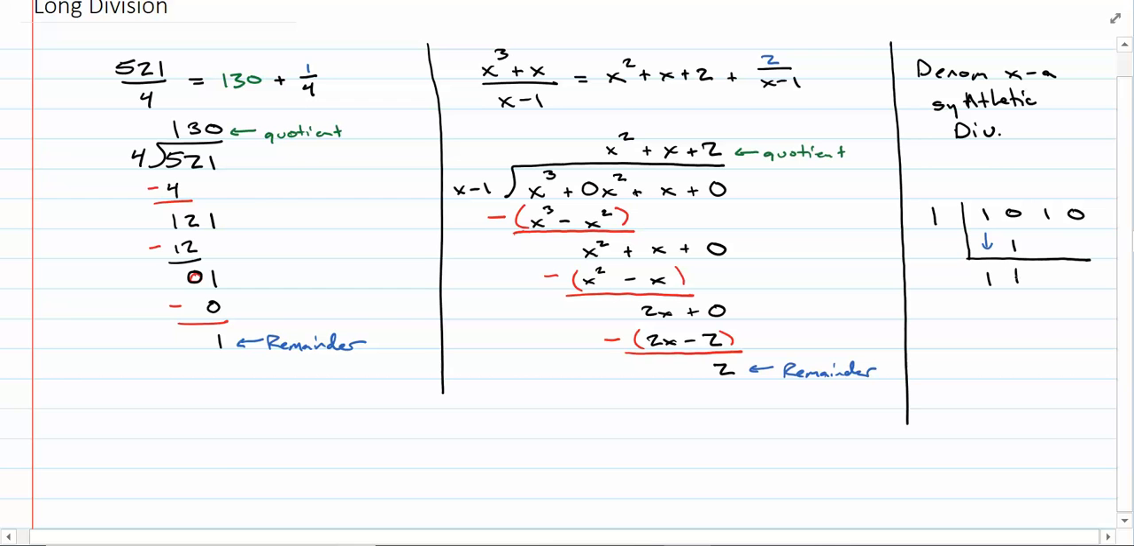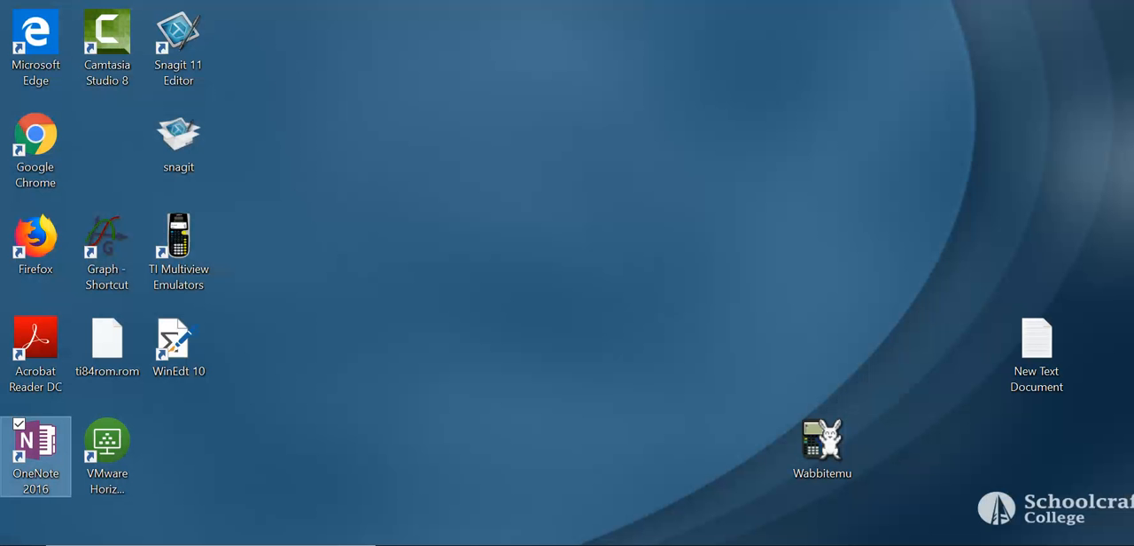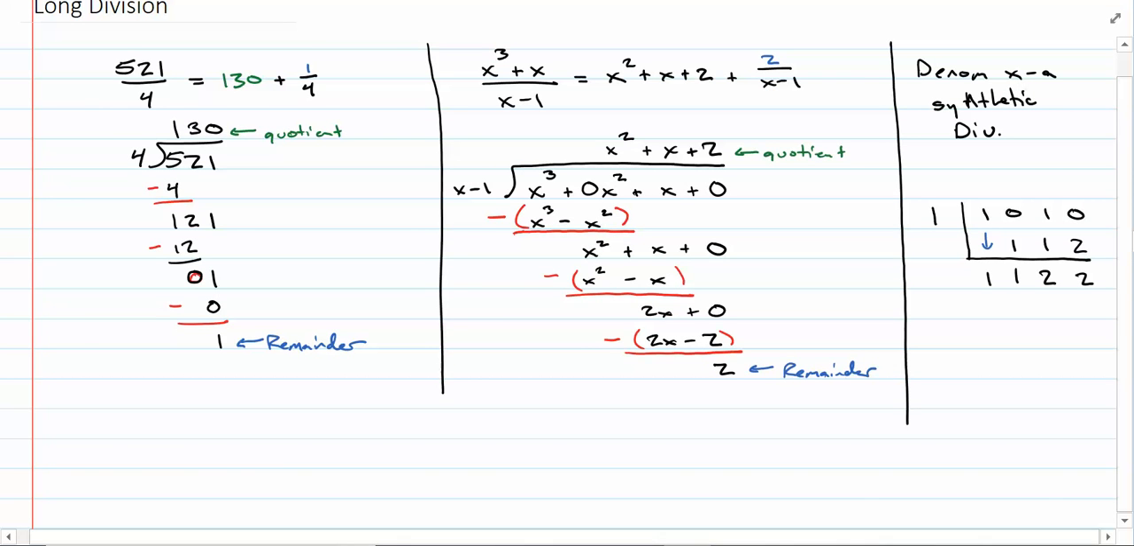And then we're going to repeat that same process. 1 times 1 is 1. So I put that there. And then 1 plus 1 is 2. And then I do it one more time. This time 2 times 1 is 2. 0 plus 2 is 2. And what this tells me is that the last number, once again, is the remainder. The remainder is 2, just like it was with the long division.